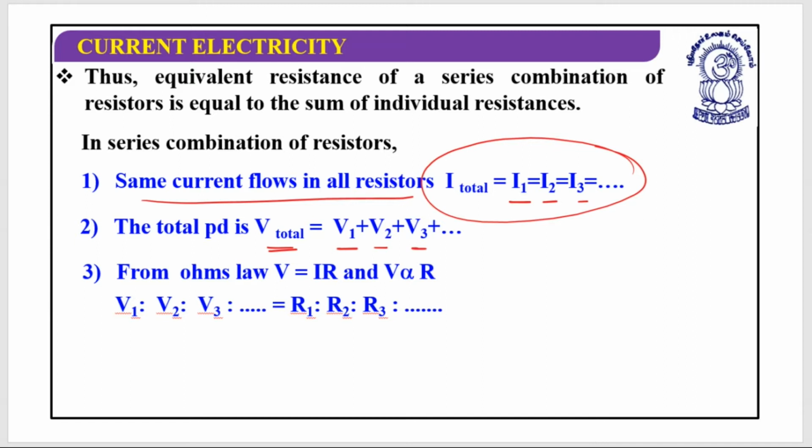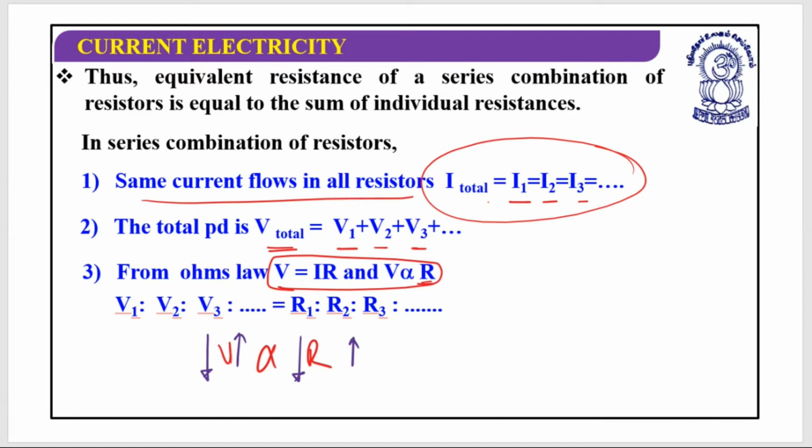One very important conclusion is, as I is the same through each resistor, V is equal to IR, and that means voltage is directly proportional to the resistance, as I through each resistance is equal. So what I can conclude is voltage is directly proportional to R. That means if resistance increases, voltage increases, and if resistance decreases, voltage also decreases. Is it clear?